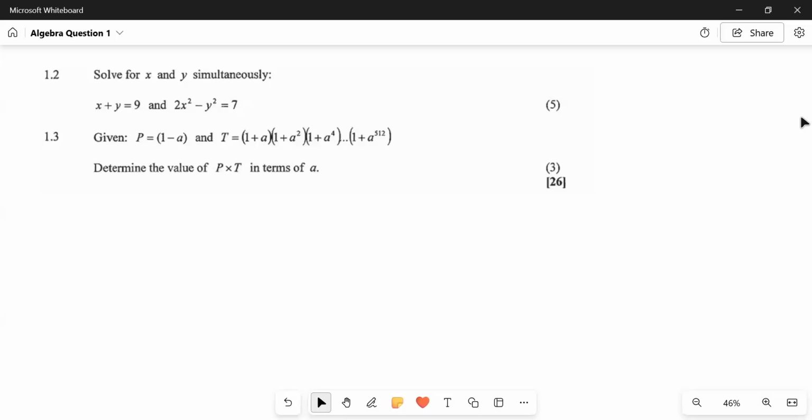This is our part 2 of the video. So 1.2, simultaneous equation. Solve for x and y simultaneously. x plus y equals 9, 2x squared minus y squared equals 7. How to answer this question?